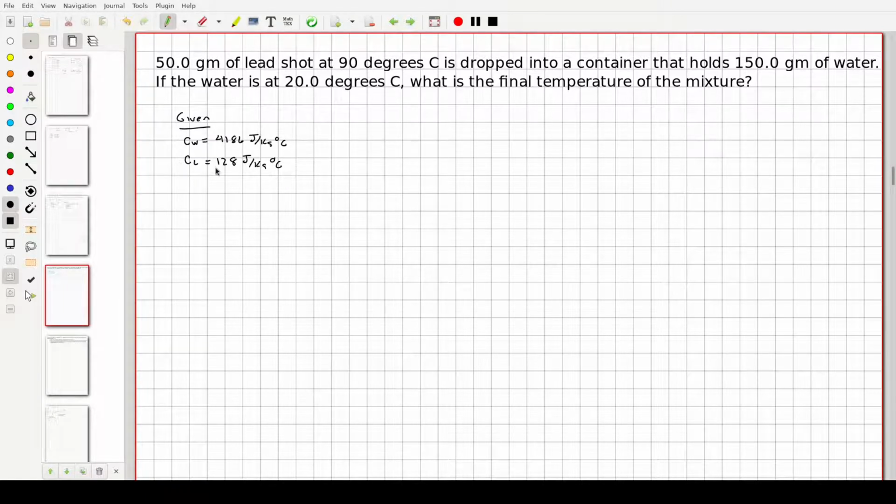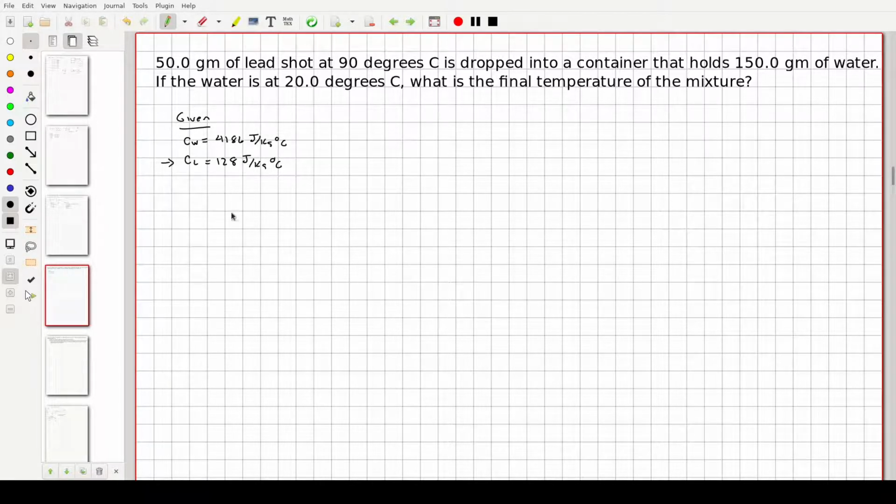So right now, I just want you to keep in mind that metals typically have lower specific heats because they're very good conductors of thermal energy. Water is not a good conductor of thermal energy. It's what we call a good insulator.